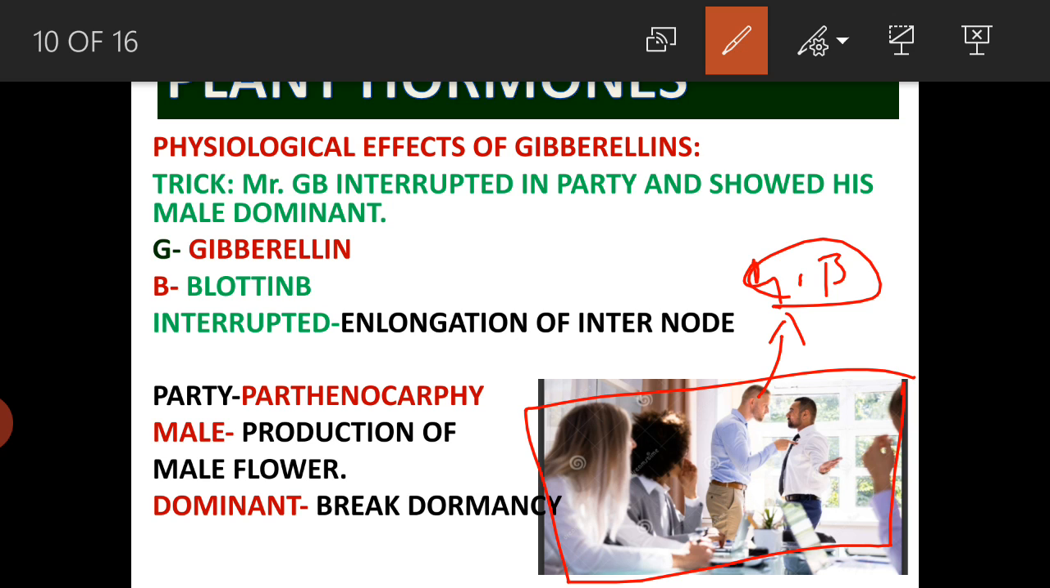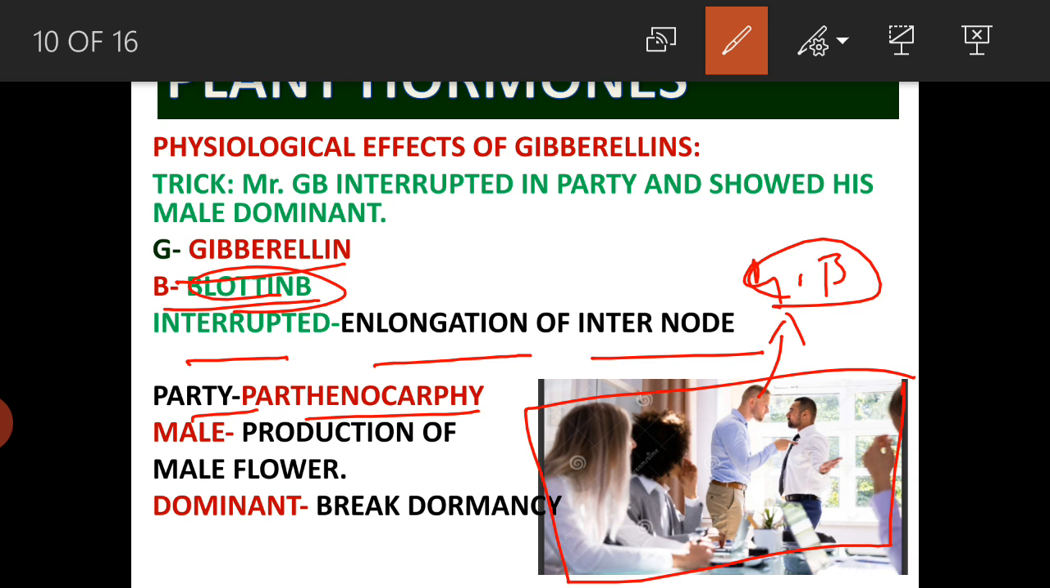Here the G refers to gibberellin and B stands for bolting. Bolting is when a rosette of a plant is treated with gibberellin, it induces a sudden shoot elongation followed by flowering, and that process we call the bolting effect. Interrupted here means gibberellin elongates the internodes. Party here refers to parthenocarpic fruits. Parthenocarpic means the fruit is developed without fertilization, and the fruit will be seedless.